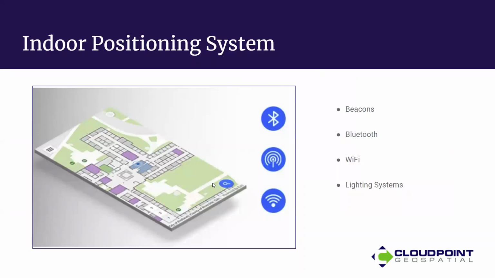Indoor positioning system is another really powerful tool that's available for GIS use cases for facilities. There are different ways you can pick up what we refer to as the blue dot. You're familiar with using the blue dot for navigation, and indoor positioning brings the blue dot indoors. It basically uses different receivers throughout the facility or campus. Oftentimes it's using beacons, Bluetooth technology or Wi-Fi. And in some cases, the newer lighting systems have those capabilities built in.